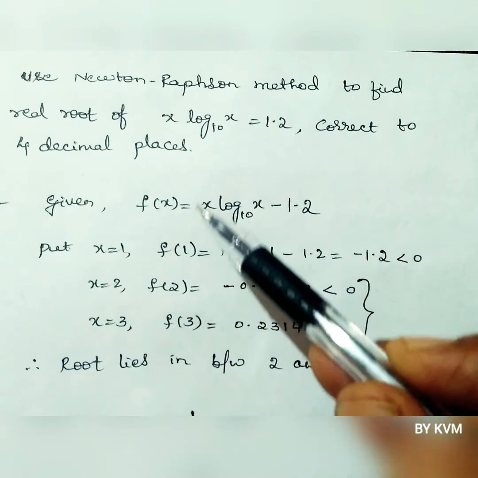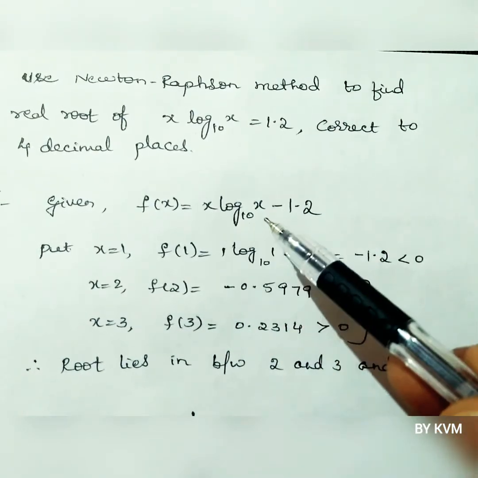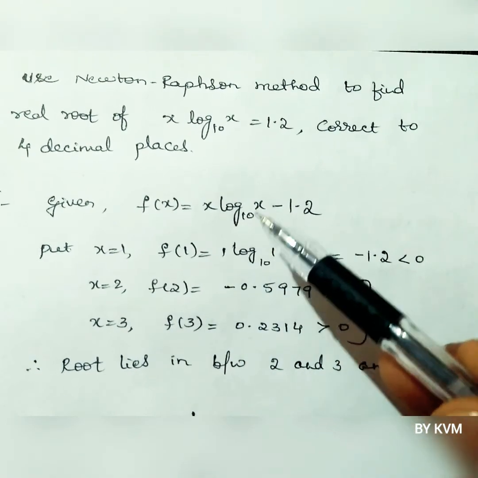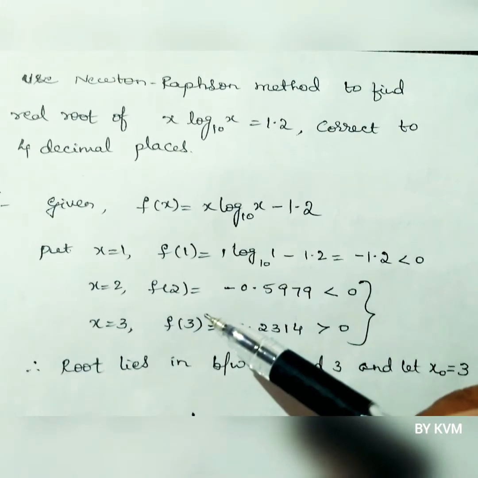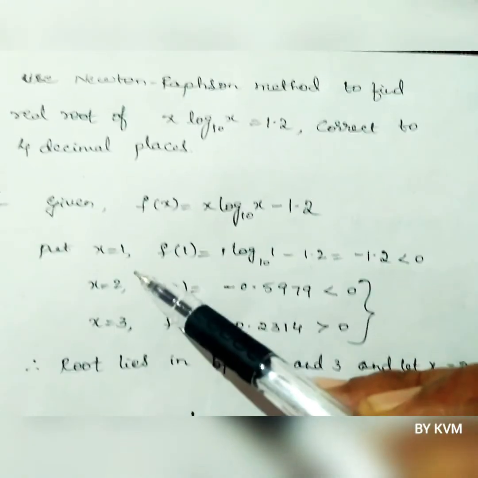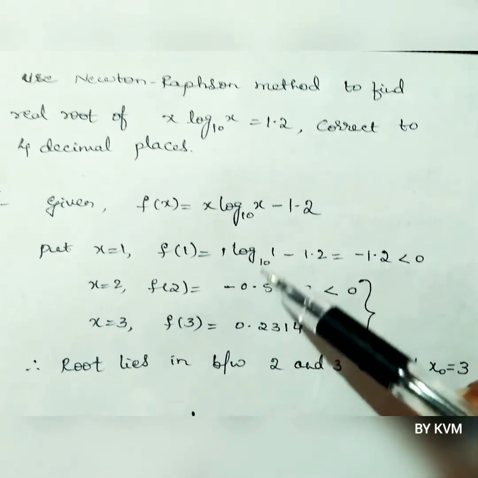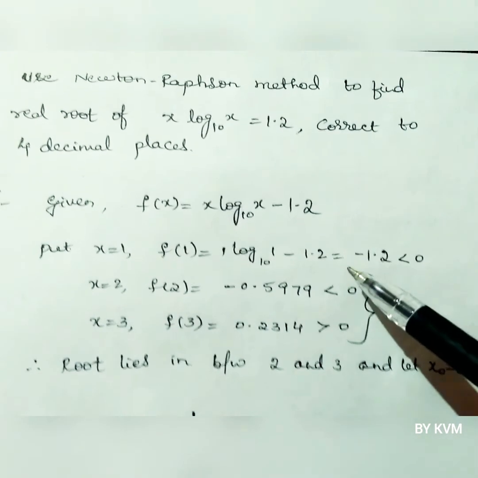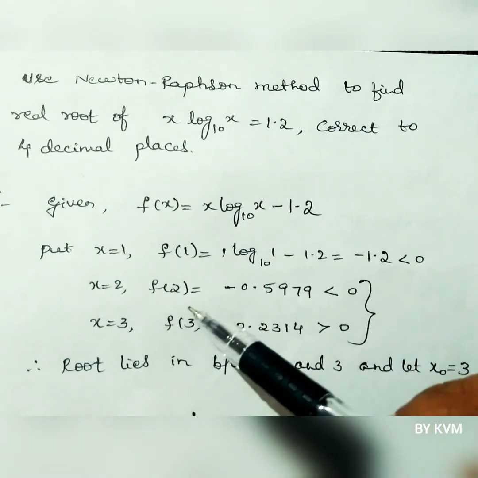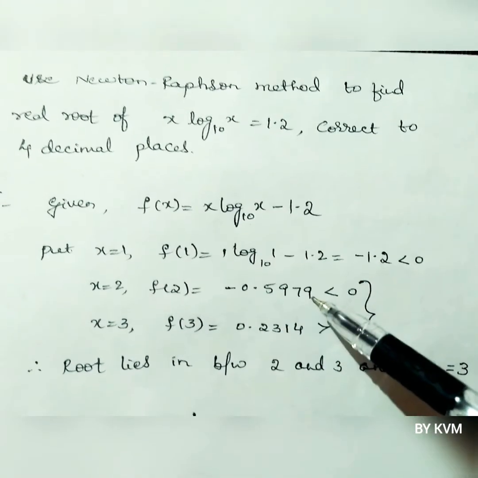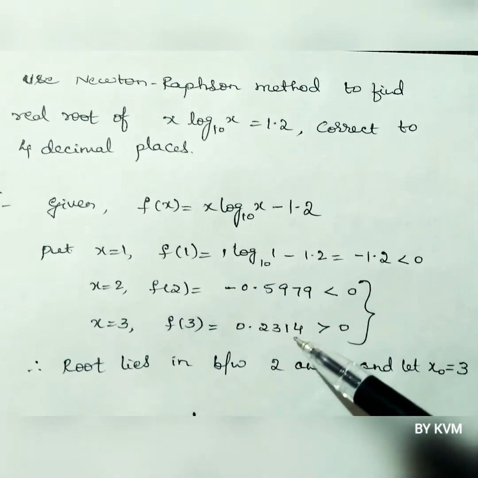Now take the given equation as f of x, that is f of x equals x into log x to the base 10 minus 1.2. So as usual, first find where the root lies. By inspection method, put x equals 1. f of 1 is 1 into log 1 to the base 10 minus 1.2, which is equal to minus 1.2, less than 0. Put x equals 2. f of 2 is minus 0.5979, less than 0. x equals 3. f of 3 is 0.2314, greater than 0.